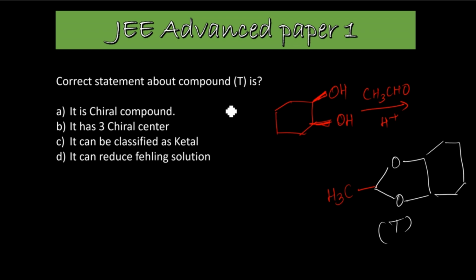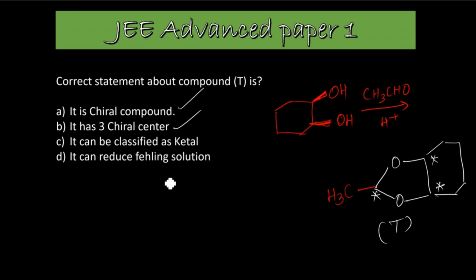What is the correct statement about T? It is a chiral compound. Yes, it is, right? There are how many chiral centers? 1, 2 chiral centers, and then here also I'm having 1 chiral center. Total 3 chiral centers. So this is right and this is also right. This can be classified as ketal.